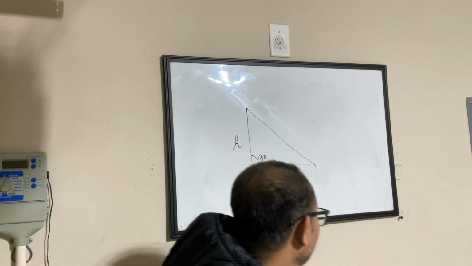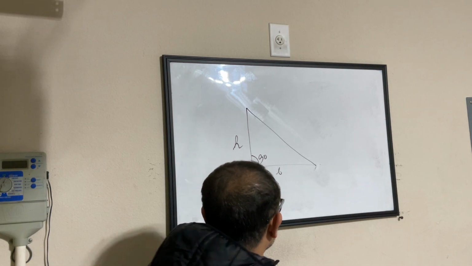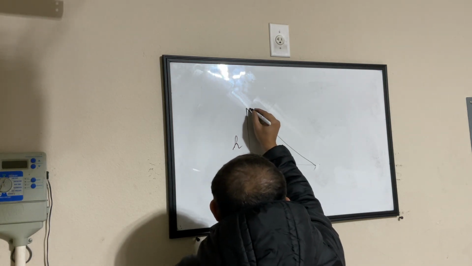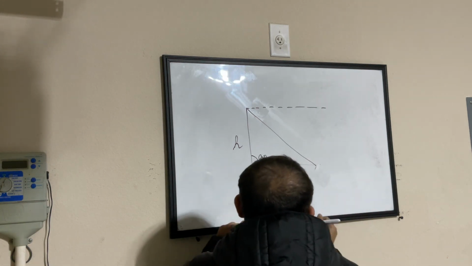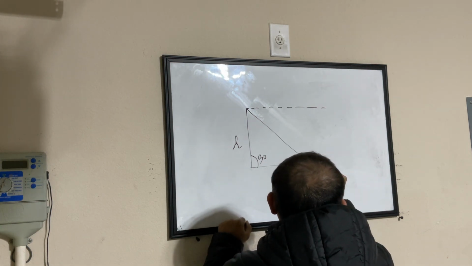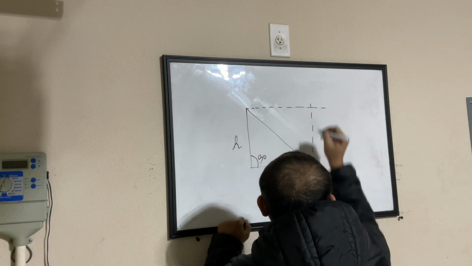Okay, alright. Now, what we'll do is, let me draw a dotted line parallel to this line. And then from here, draw another line parallel to this line.